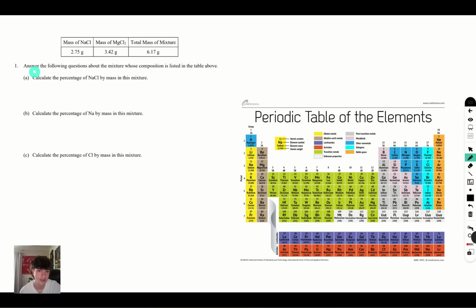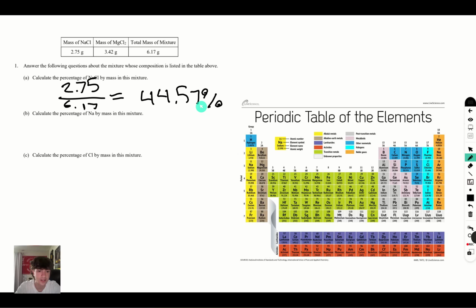Problem 1 asks us to calculate the percentage of NaCl by mass in the mixture provided. What you're going to want to do is divide the mass of NaCl by the total mass of the mixture, 6.17. Here we go. So that's how you would find the mass of NaCl. Let's do that really quickly. 2.75 divided by 6.17 gets you 0.4457, and multiply that by 100 to get 44.57%.